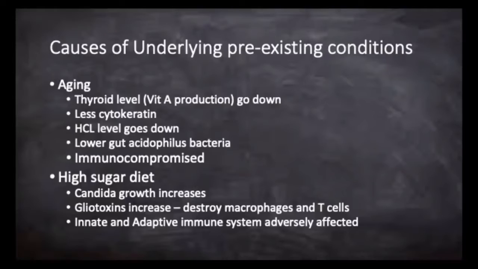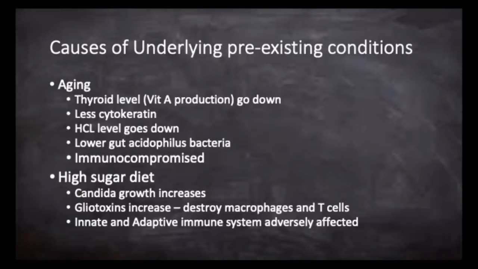The other thing a number of people have been rightfully asking is, what if you eat a high sugar diet? So what happens when you have a high sugar diet? Well, when you have a high sugar diet, candida grows. Okay, it's a whole other set of organisms that start growing. And when candida growth occurs, gliotoxins increase, and these toxins destroy your macrophages and T cells. So let me explain that.